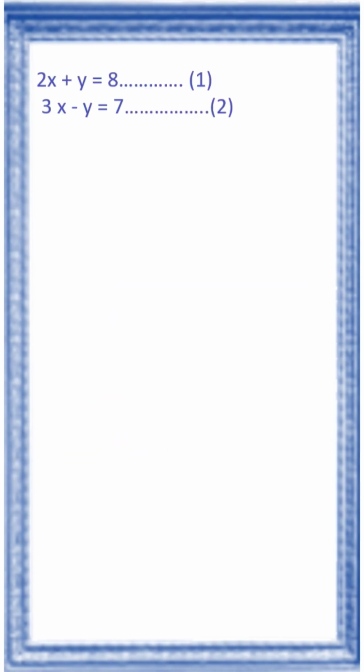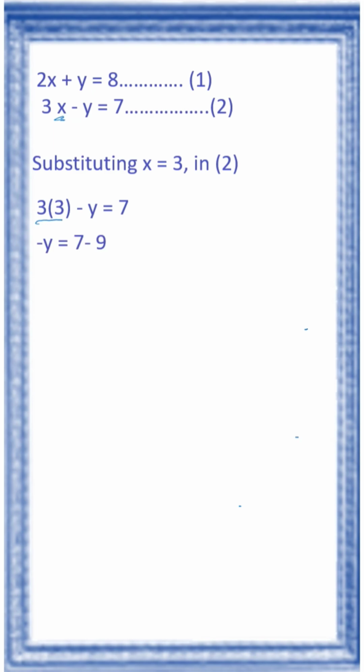Now put x is equal to 3 in equation number 2, or you can put it in equation number 1 also, no problem. 3 into 3, instead of x you have to put 3, minus y is equal to 7. 3 3s are 9. So minus y is equal to, transpose 9 to this place, 7 minus 9. So minus y is equal to minus 2. So y is equal to 2. So x is equal to 3 and y is equal to 2.